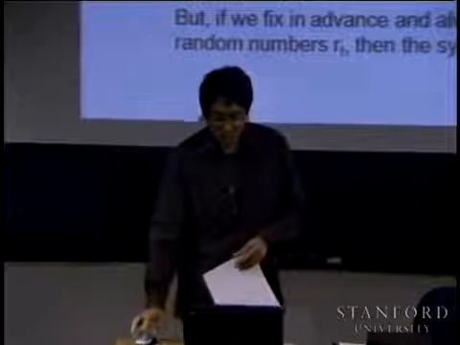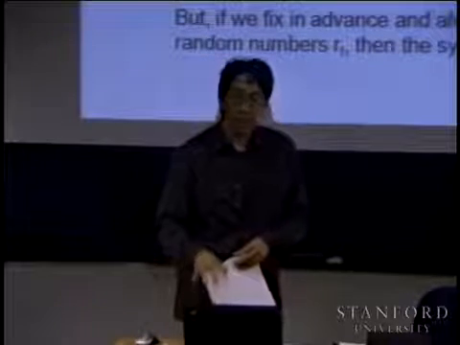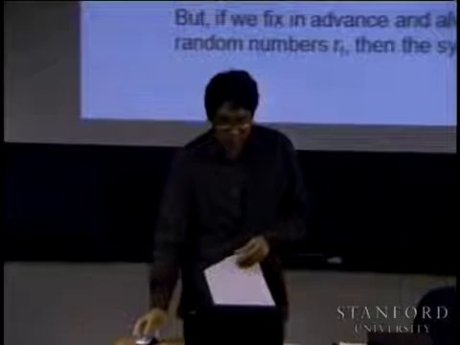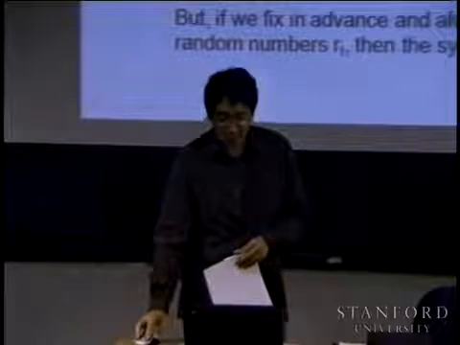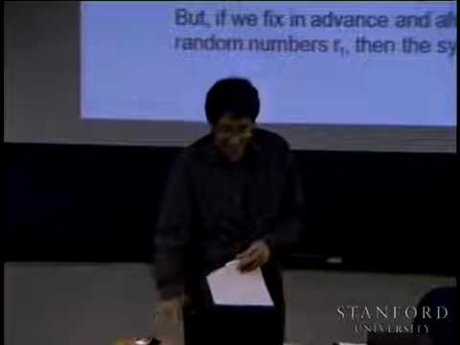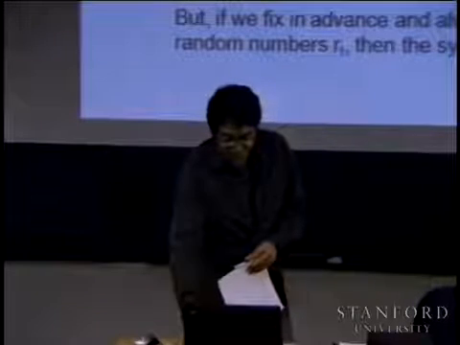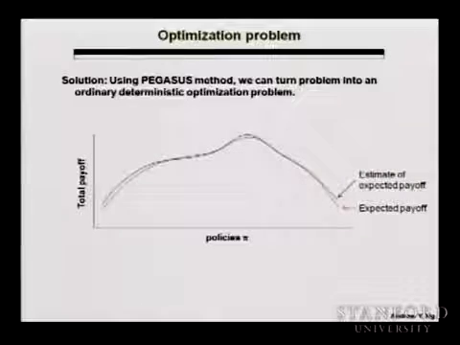And so these sequences of random numbers, we sometimes call them scenarios, and Pegasus is an acronym for Policy Evaluation of Gradient and Search Using Scenarios, which I thought was kind of clever. So when you do that, this is the picture you get.